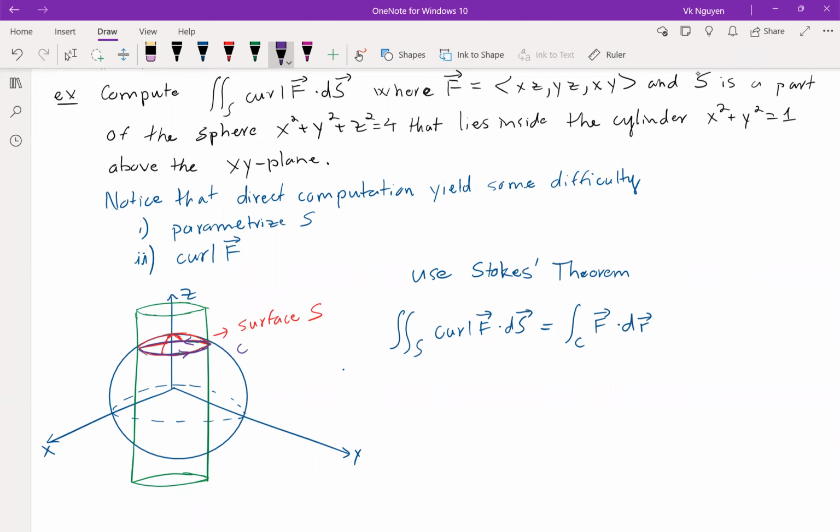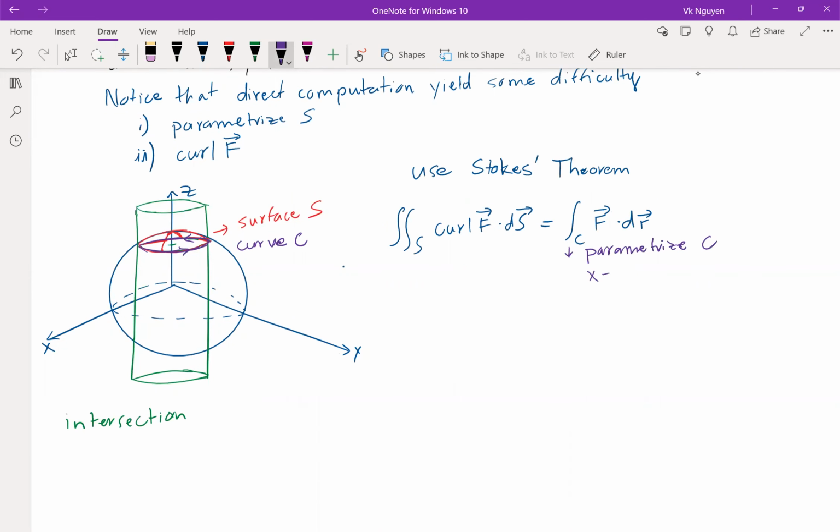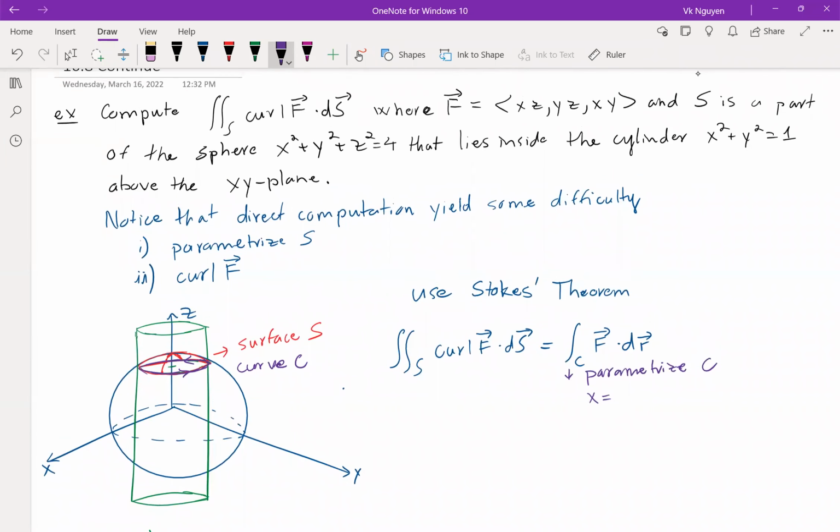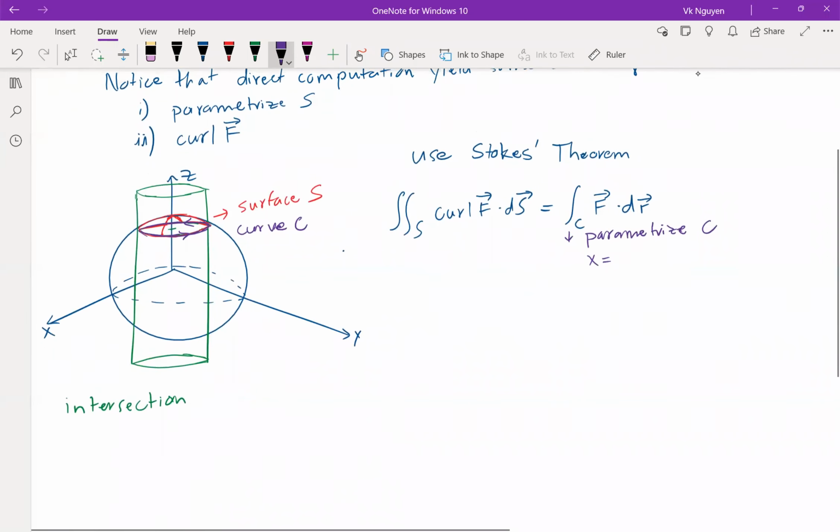Parametrize curve C. X equals, well, it is inside the cylinder, so the radius has to be 1, because if you look at the cylinder here, the radius is 1. So x is cosine t, y is equal to sine t. But what about z? You've got to figure out z. Well, it's the full circle, so 0 less than or equal to t less than or equal to 2 pi.